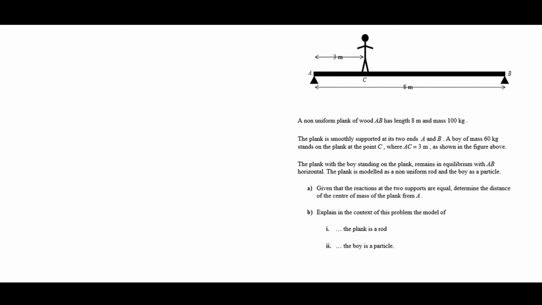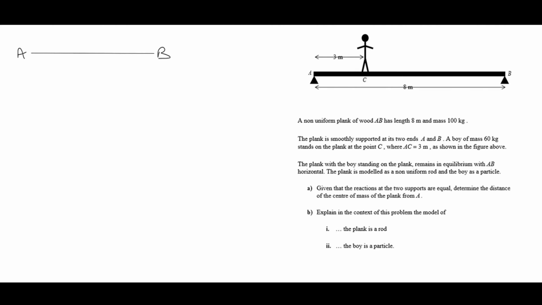In this question, we've been told that a non-uniform plank of wood, AB, has length 8 and a mass of 100 kilograms. Although we're given a diagram, I'm going to produce my own just so I can annotate it the way that I like, and make sure all the forces are labelled and all the information in the question is present on the diagram. So this is the plank AB.